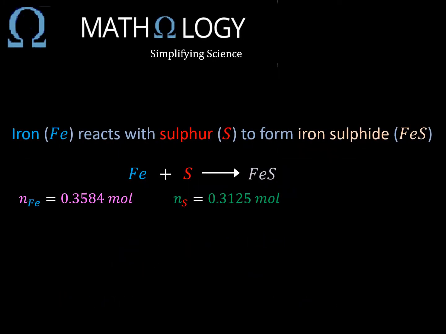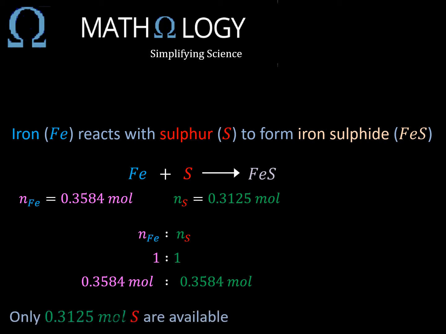We can also reason that, since there are 0.3584 moles of iron available, and iron and sulfur react in the ratio 1:1, there must be 0.3584 moles of sulfur available. But, from our calculations, there are only 0.3125 moles of sulfur available, so it stands to reason that sulfur is the limiting reagent, as there aren't enough moles of sulfur to ensure all the iron is used up.